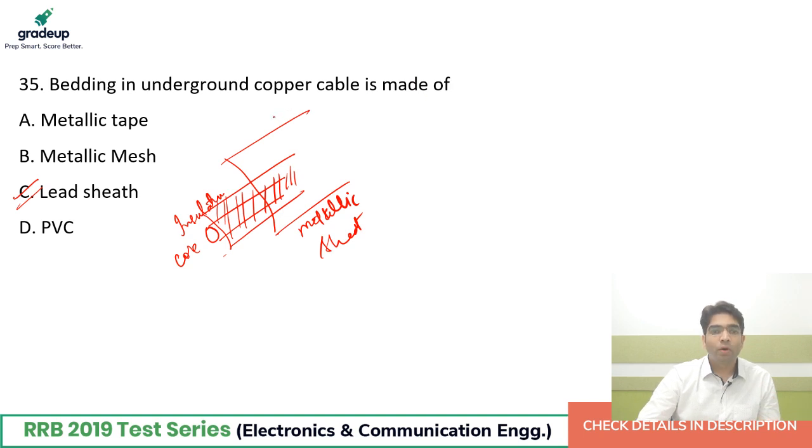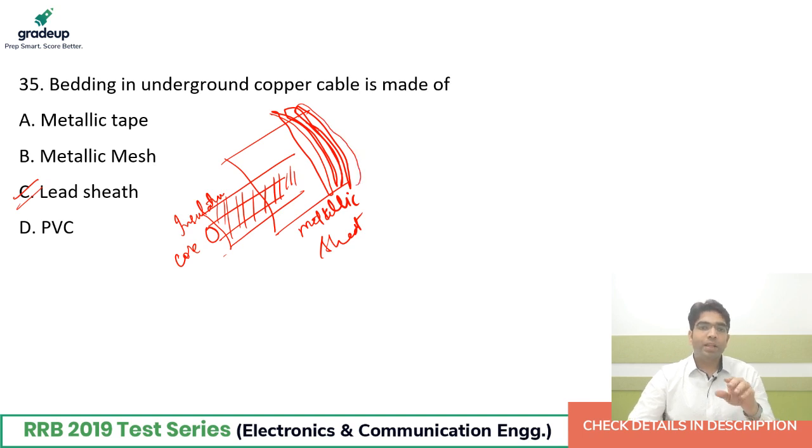Over this there is a bedding done. Why is bedding done? Because over the bedding there is steel tape. So to protect the cable and to provide a cushioning for the steel tape, PVC bedding is used. Mesh is present on the PVC.